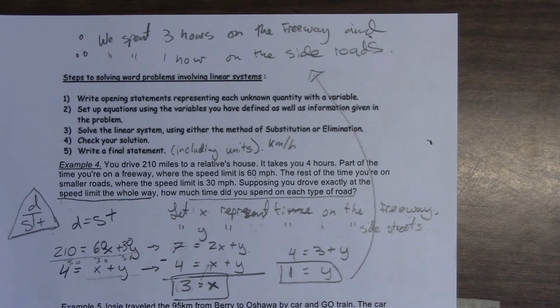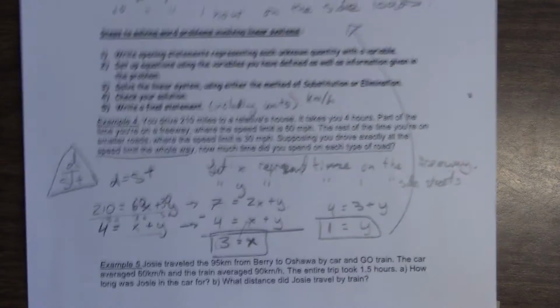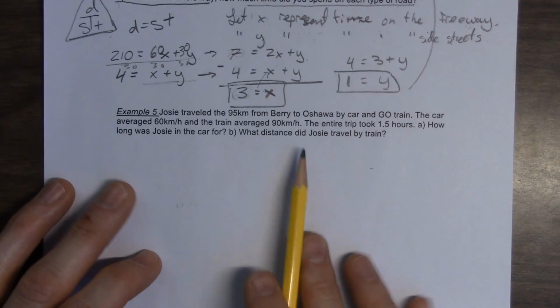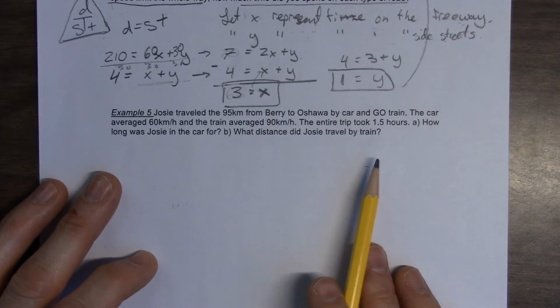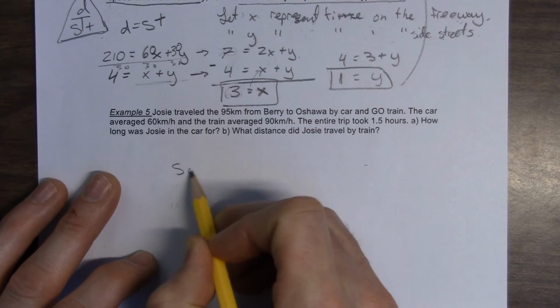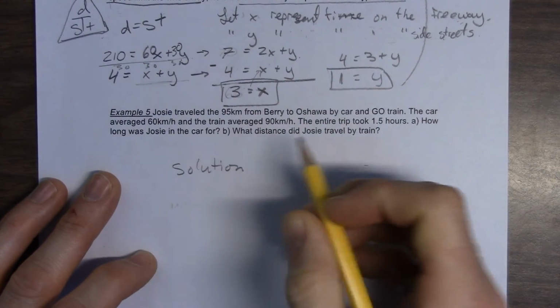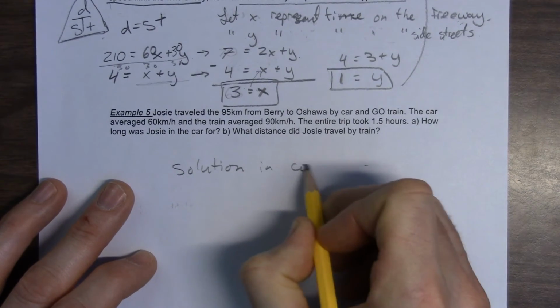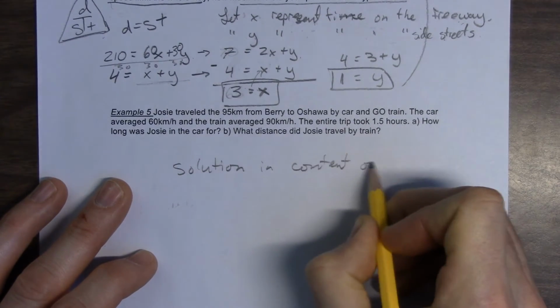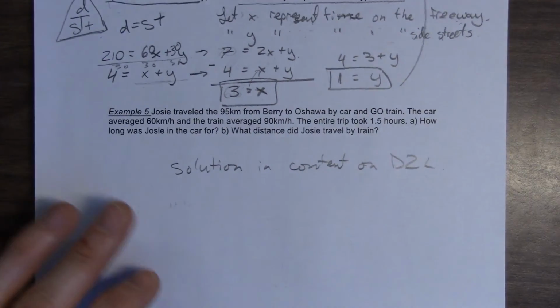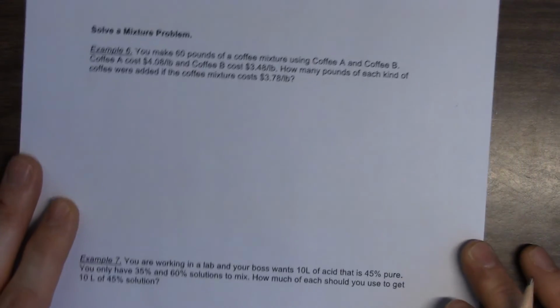Okay, I'm going to skip this one. The solution, this is another distance, time, speed question. It's very similar, so the solution will be in the content. That's like our fourth one on speed, so we need to move on. Going a little too slow. We're going to solve a mixture problem here.